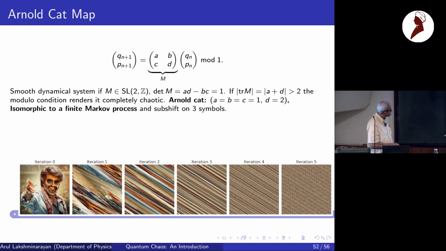So this is after 2 iterations, 3, 4, 5. So this has all the information in this. You can run the machine backward. So this is kind of used in cryptography and so on. But this is what chaos does. It mixes in this.